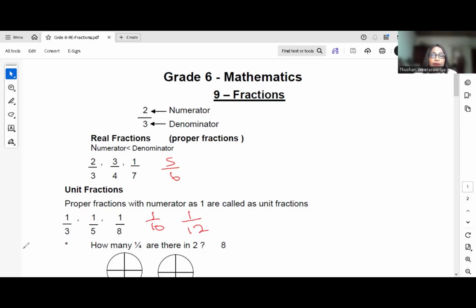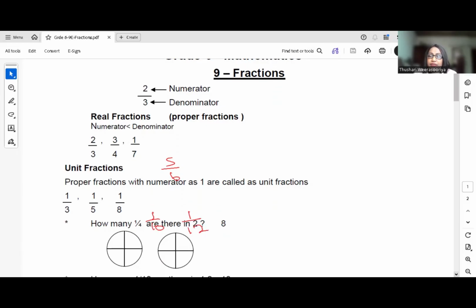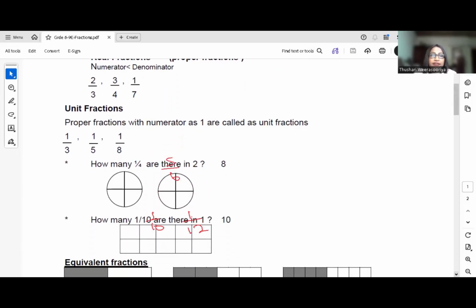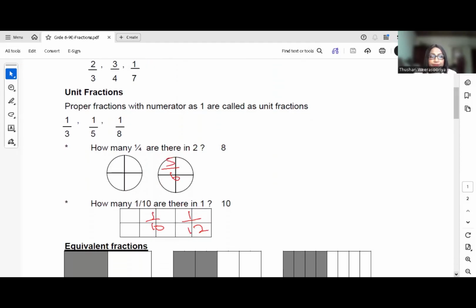Now we have learned two types of fractions, real fractions and unit fractions. Unit fractions also come under real fractions, right? Always the numerator is smaller than the denominator.